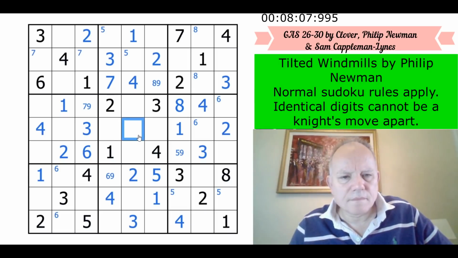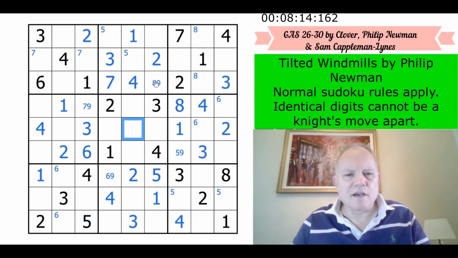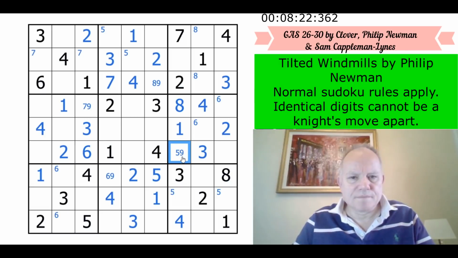What goes here? 5, 6, 7, 8, or 9. Now, if it's 9, none of those can be 9 because it sees them all. If it's 5, it does force a 9 into one of these places. And what does that do?